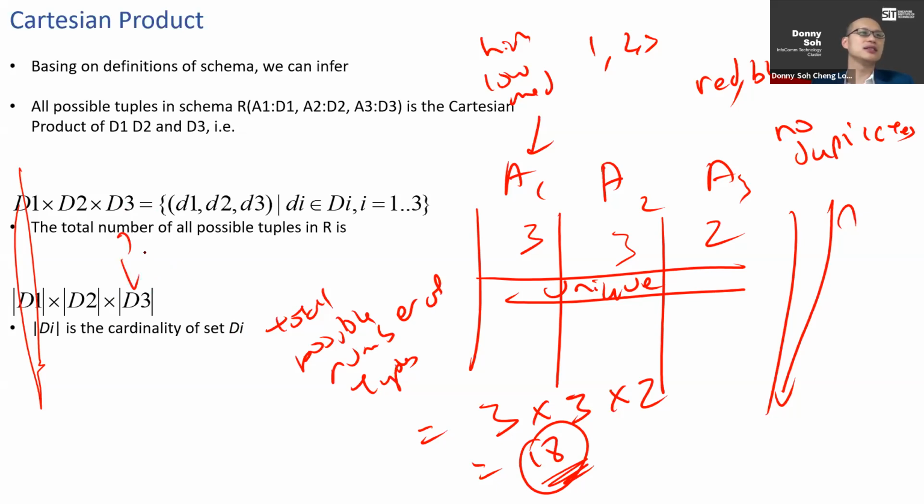The spacing here is a bit too wide, I just realized this. It's supposed to be that the total number of tuples is going to be this.